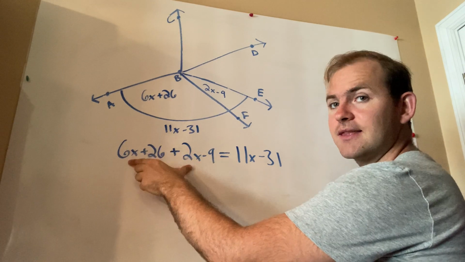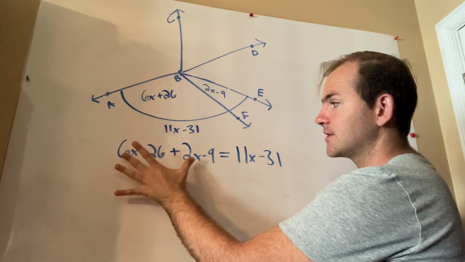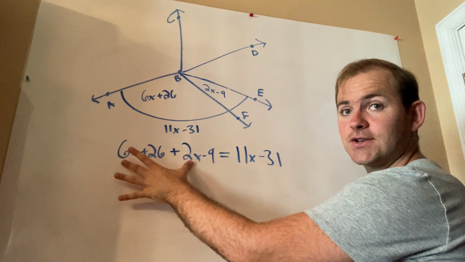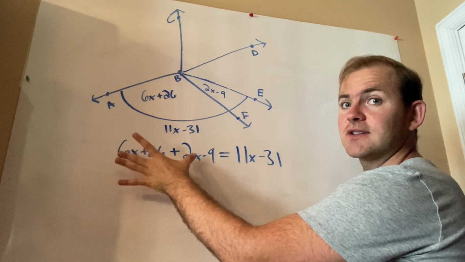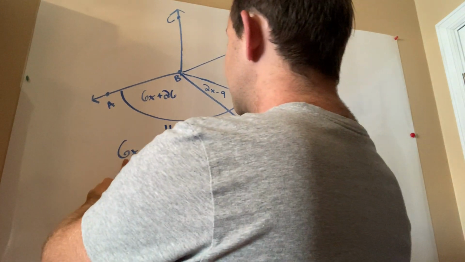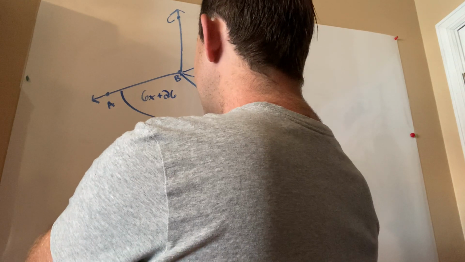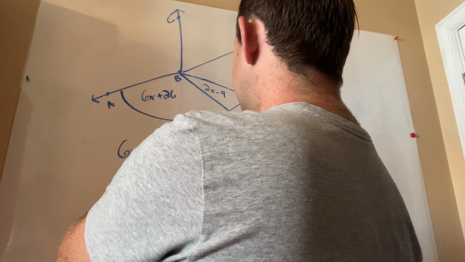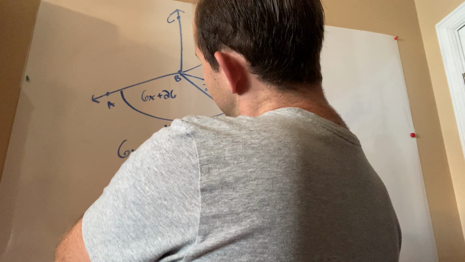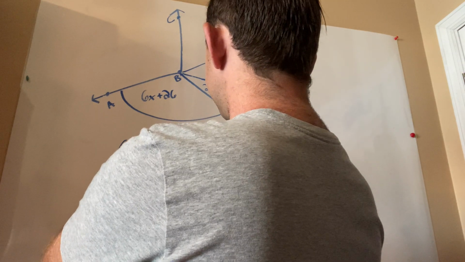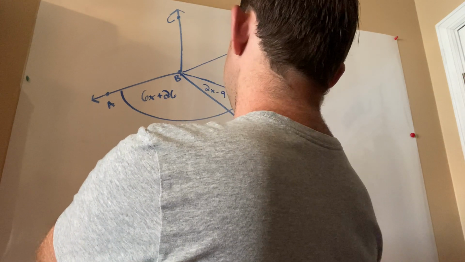Recall, big thing here, guys, because these are on the same side, they're like terms. It's not inverse operations, like terms. So 6x plus 2x is actually 8x. 26 minus 9, is that 17? Hopefully.